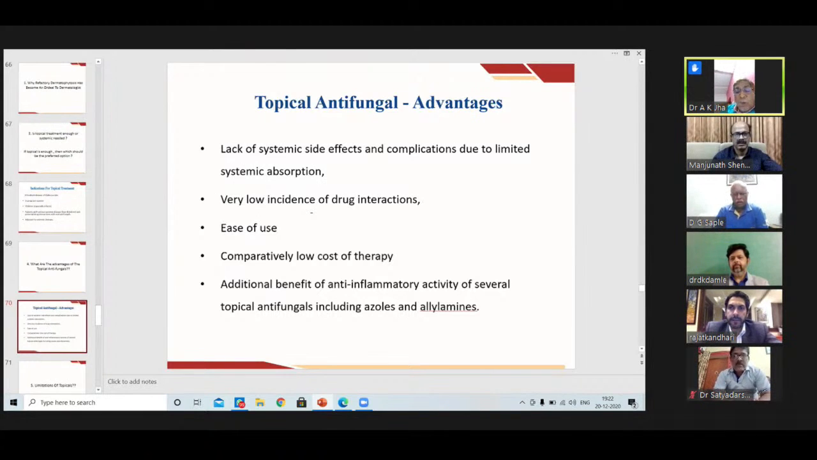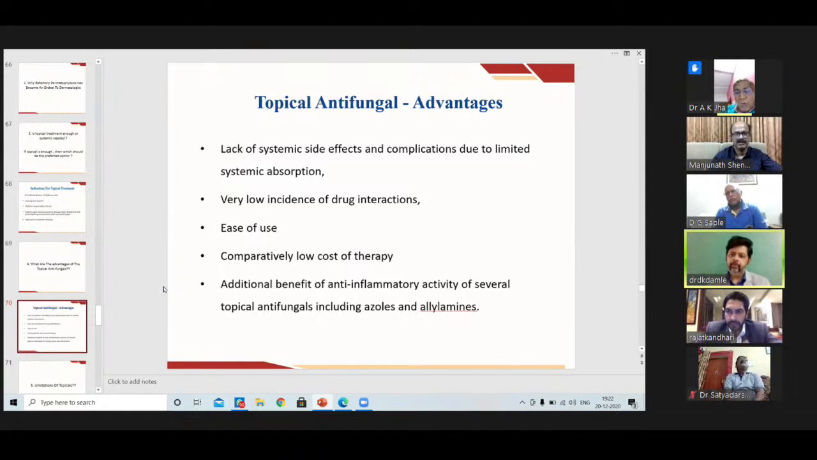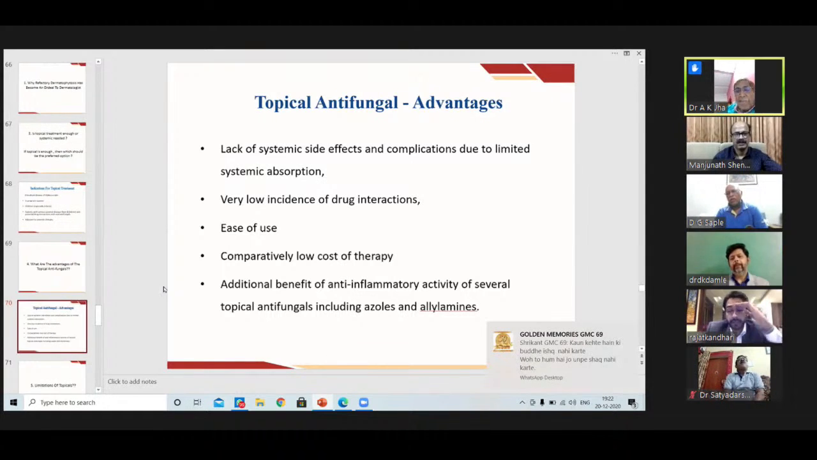But only topical in all the cases, I don't agree. And in my practice, I never do like that. As Manju said, in certain compulsions, in very limited lesions, we go for topical alone. Otherwise, I combine both. Dhananjay, would you like to add anything?